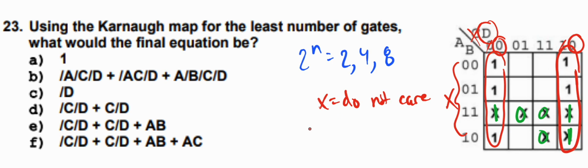So that means this Karnaugh map is going to be D naught, and our answer is going to be D'. And so that's how you look at this Karnaugh map using the least number of gates.